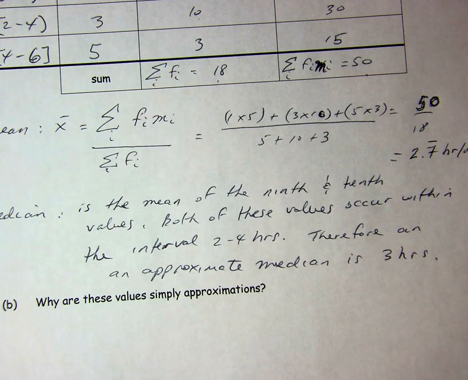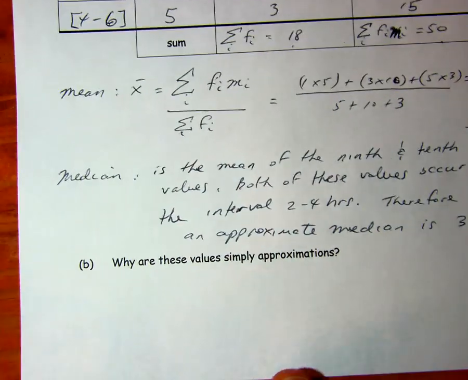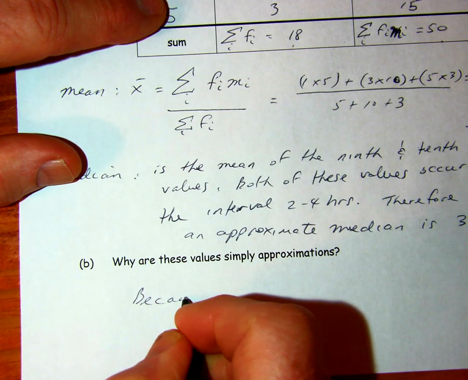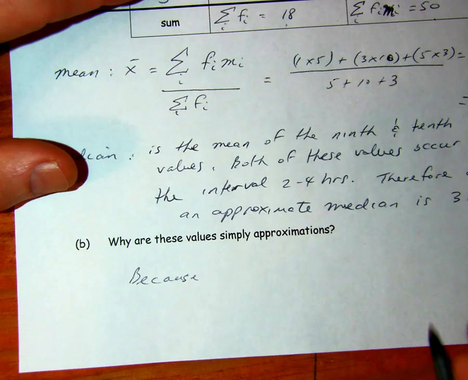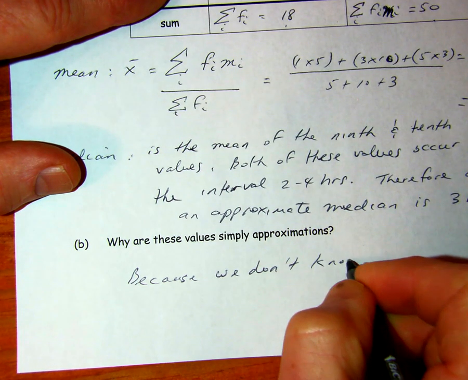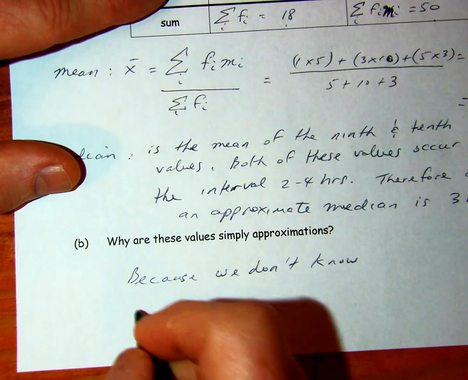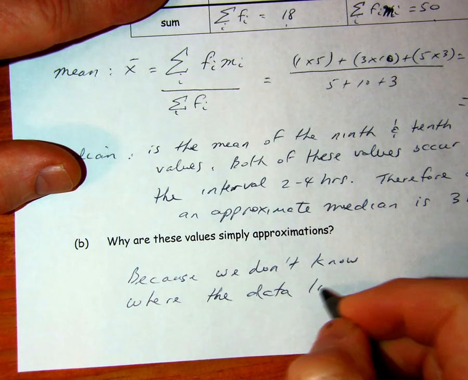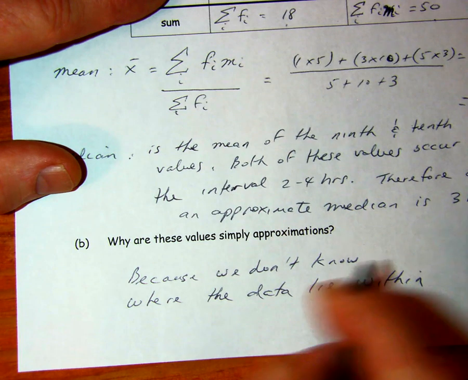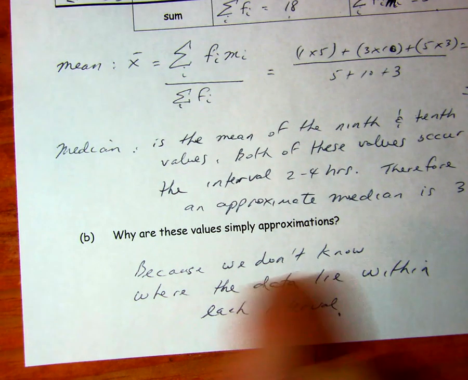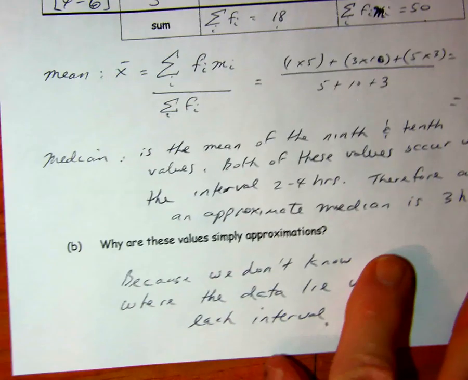All right. Why are these values simply approximations? Does anybody want to give me a sentence answer? Okay, you guys are shy. Because we don't know where the data lie within each interval. And we are done, my friends. That's it. Wow. That was an easy one.